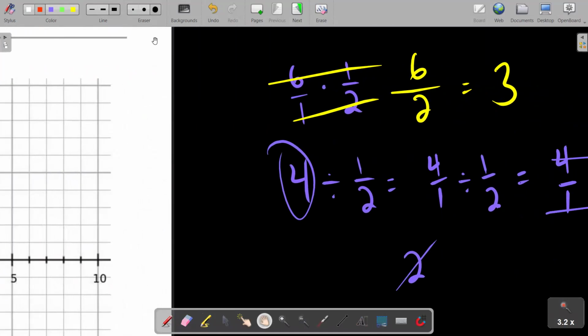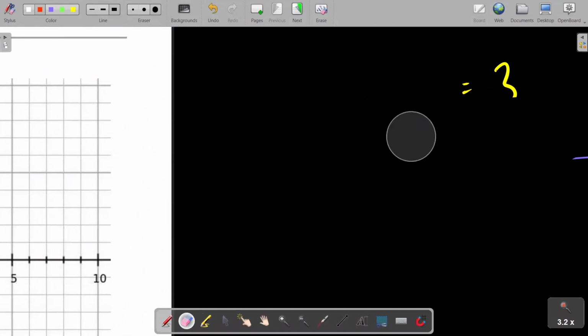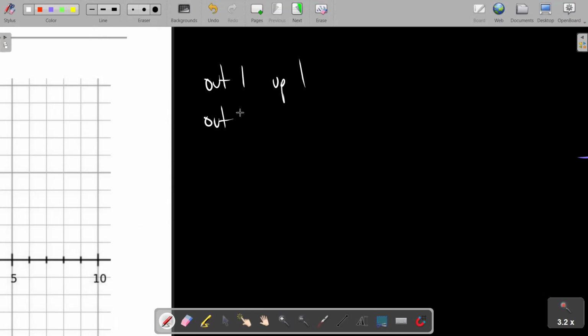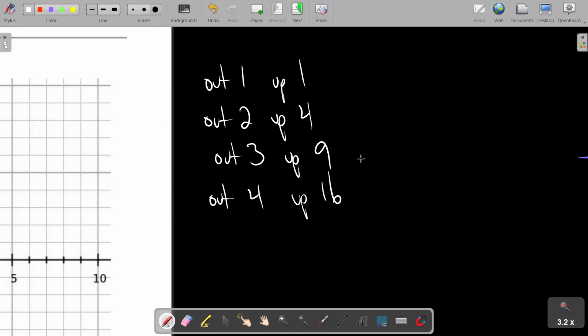So again, for those of you taking more thorough notes, just off to the side real quick, our normals, remember, are out 1, up 1, out 2, up 4, out 3, up 9, out 4, up 16, etc. But the half on your equation says, nope, I'm going to chop all of you in half. What's half of 1? 1/2. What's half of 4? What's half of 9? 4.5. What's half of 16?